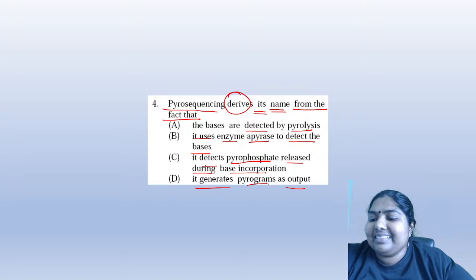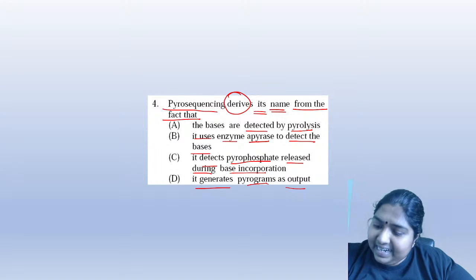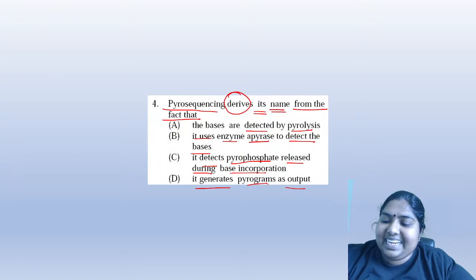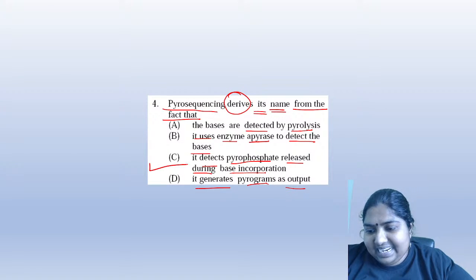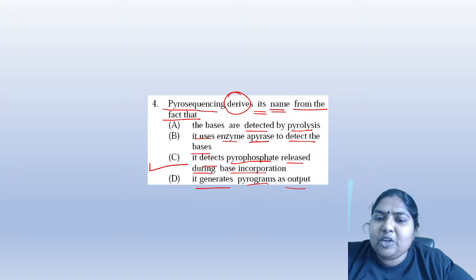Correct. Pyrosequencing is a sequencing method, right? And what does it detect? It detects the pyrophosphate. Absolutely, no other doubt. So definitely answer C is going to be the correct answer. Yes, Mukesh, Deepika, Ram, Sayantani, absolutely correct. So for pyrosequencing, you could have remembered the order, isn't it?